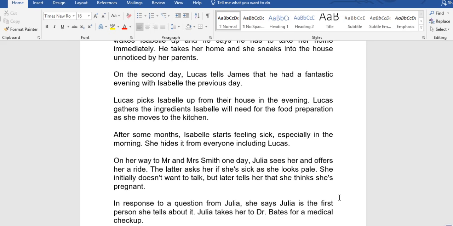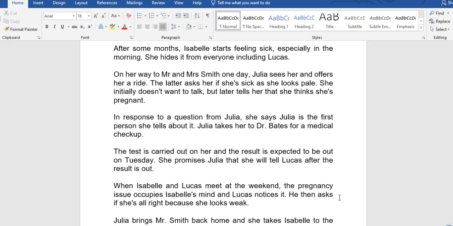Lucas picks Isabel up from their house in the evening. Lucas gathers the ingredients Isabel will need for the food preparation as she moves to the kitchen. After some months, Isabel starts feeling sick, especially in the morning. She asks about it from everyone, including Lucas.